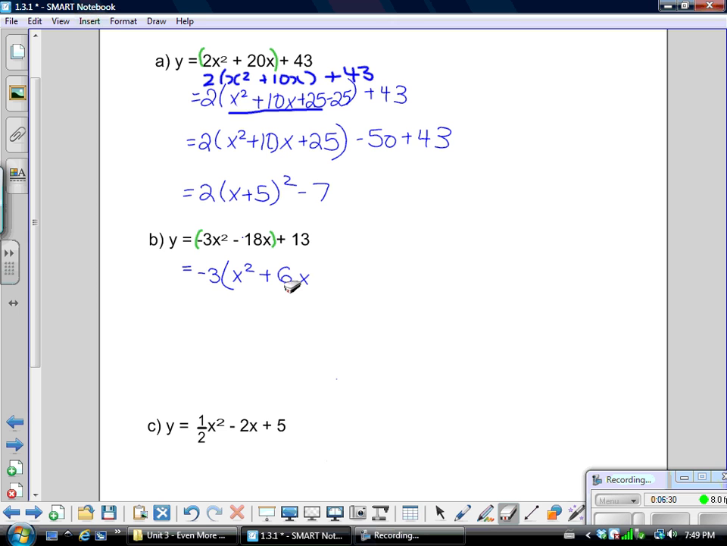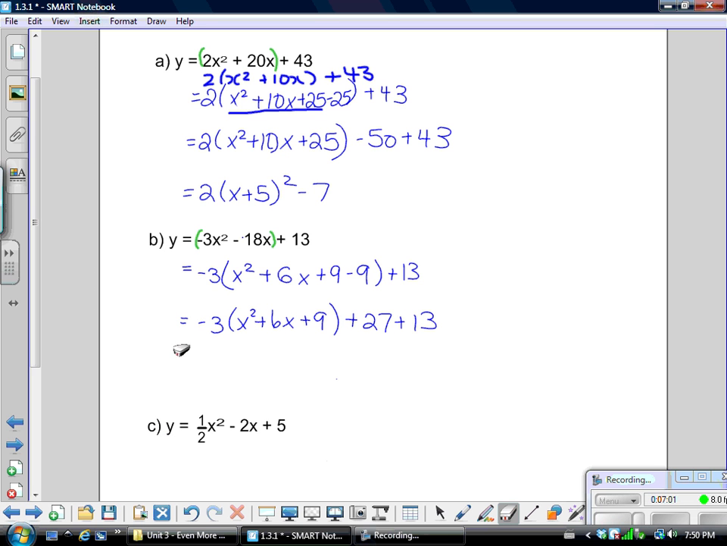We want to take half of 6 and square it. Half of 6 would be 3. 3 squared would be 9. So I'm going to add 9, subtract 9, close my bracket, and I have my positive 13. Remember, the first 3 terms are the perfect square. When I take negative 9 out, I must multiply it by negative 3. So that becomes a positive 27. And I also have the plus 13.